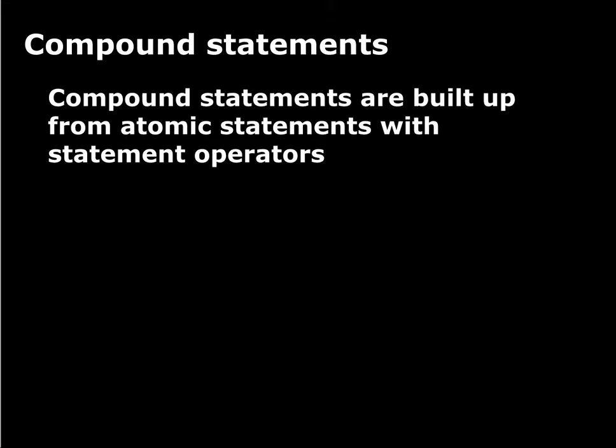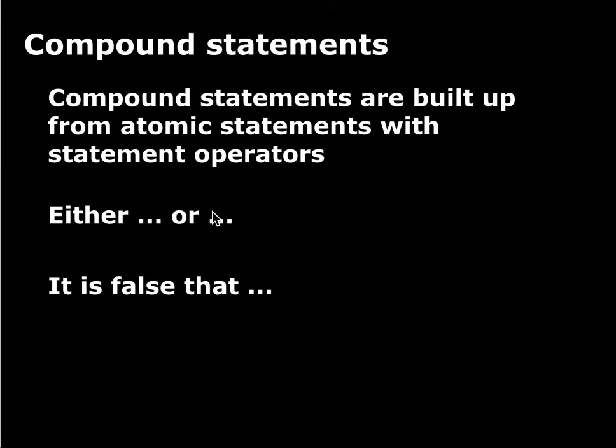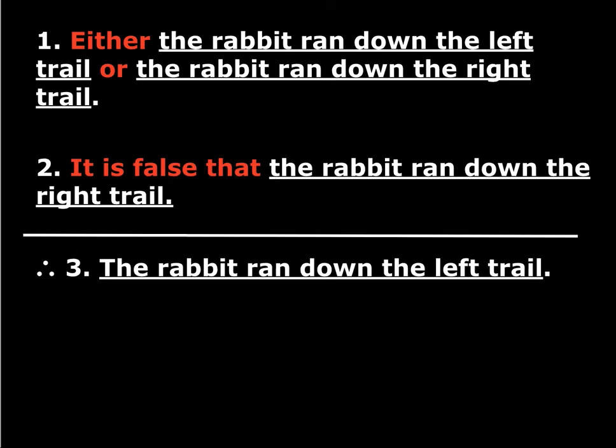Now, compound statements are built up from atomic statements with statement operators. We've already seen two of these. Premise 1 built up the compound statement with two atomic statements and this either-or. That's one of our statement operators. We also saw "it is false that," which builds up a larger compound statement from an atomic statement. Here I've put these statement operators in red so that you can see them.